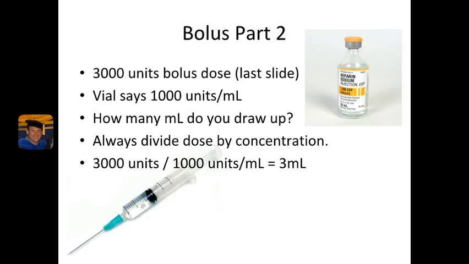At this point, you should do what's known as the real-world check. You're drawing this up with a syringe. Most syringes are somewhere between 1 and 10 mLs. If you're giving something like 50 mLs or 100 mLs, you might have the wrong dose.